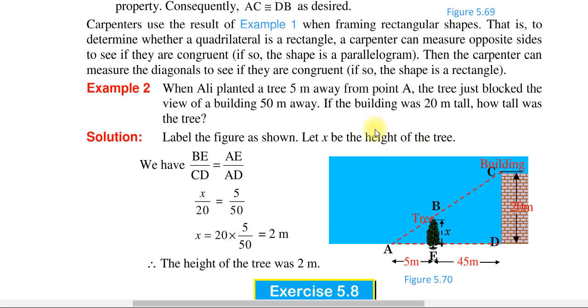Another example: when Ali planted a tree 5 meters away from point A, the tree just blocked the view of the building 50 meters away. If the building was 20 meters tall, how tall was the tree?